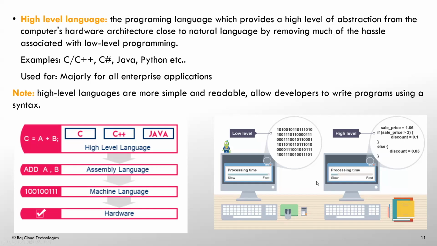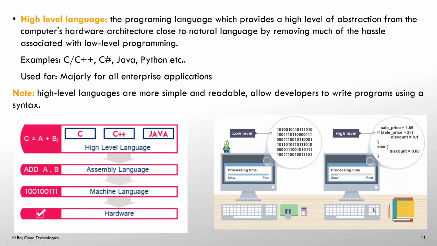Then what happens to the high level programming language? The high level programming language should be converted to the machine language. So what is a machine language? It is ones and zeros. So the high level programming language should be converted to the machine language, ones and zeros. Then only it is understandable by the machine.